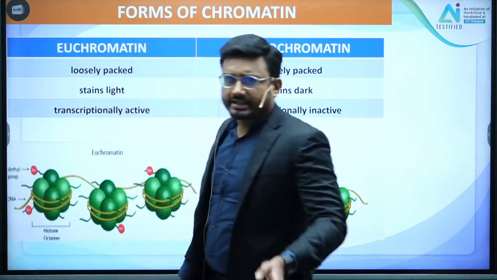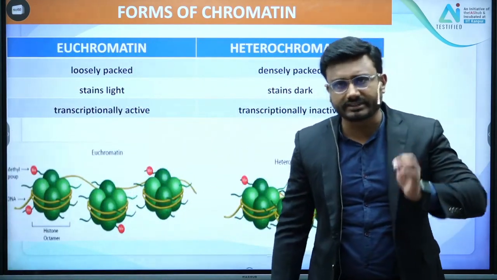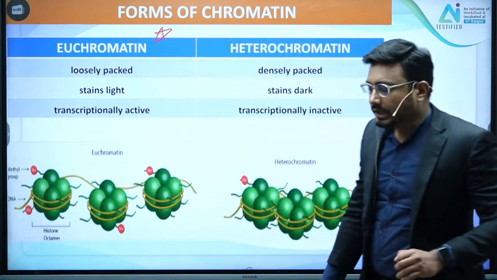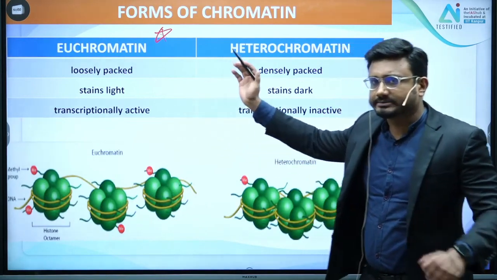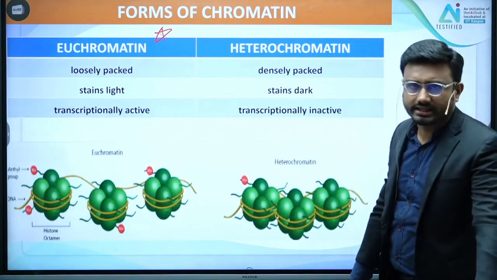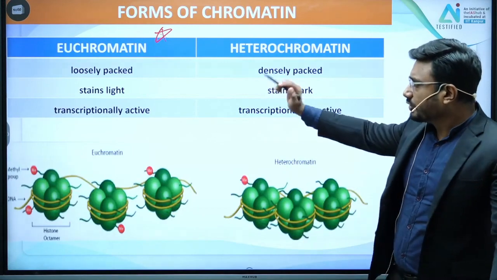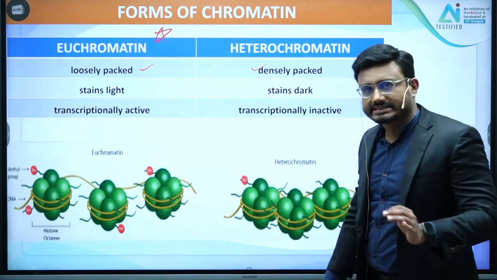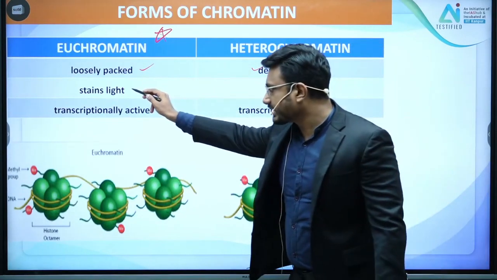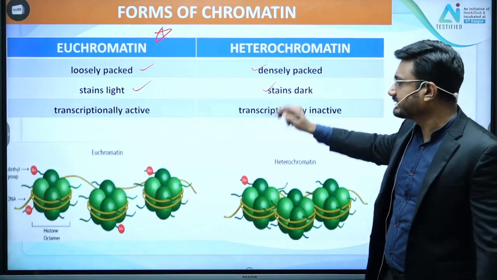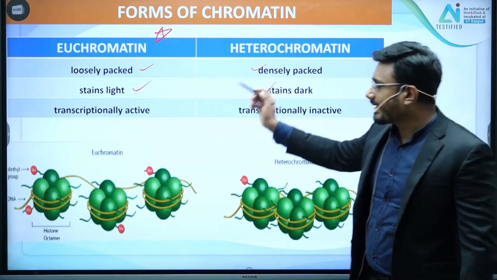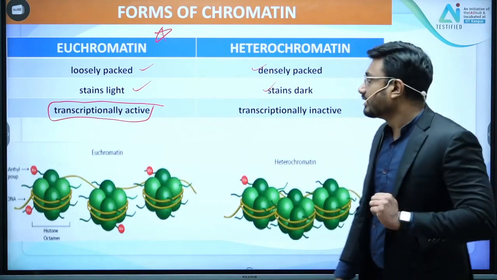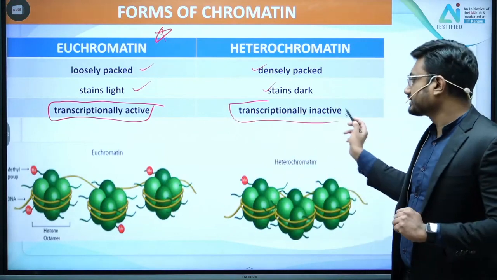So now the chromatin is of 2 types. Now let us understand the difference between them. This is very important. Our question can surely come from this slide. The 2 types of chromatin are the euchromatin and the heterochromatin. The euchromatin is loosely packed, whereas the heterochromatin is densely packed. Euchromatin stains light, whereas heterochromatin stains dark. This is very important: euchromatin is transcriptionally active, whereas heterochromatin is transcriptionally inactive.